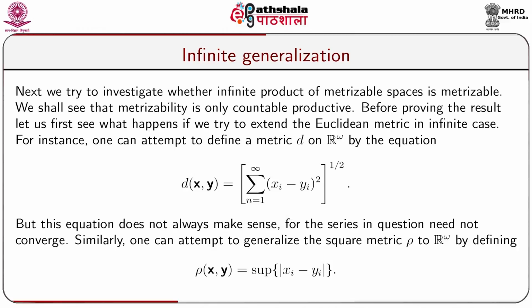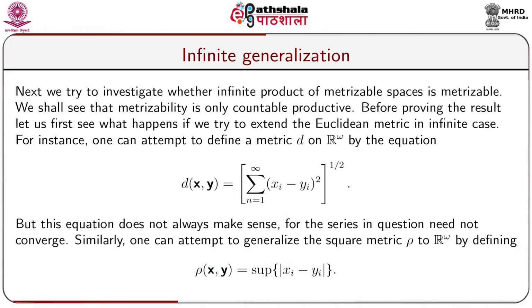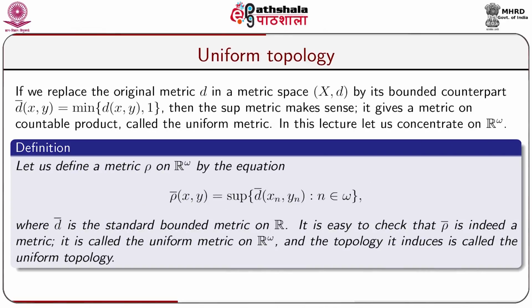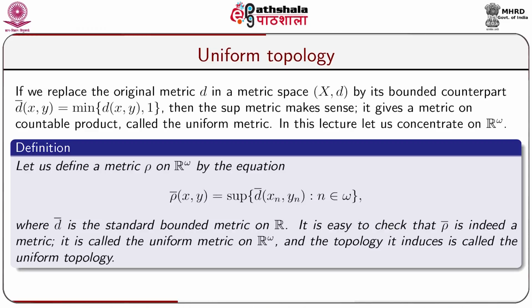Similarly, for the sup topology, if we define rho(x, y) as the supremum of the modulus of x_i minus y_i, then the supremum may not exist. So, also in this way we can't define the sup topology. So, we have to think alternatively. Let us define d bar(x, y) as the minimum of d(x, y) and 1, for any metric d on any set capital X. Then d bar will be called the bounded version of the metric d.